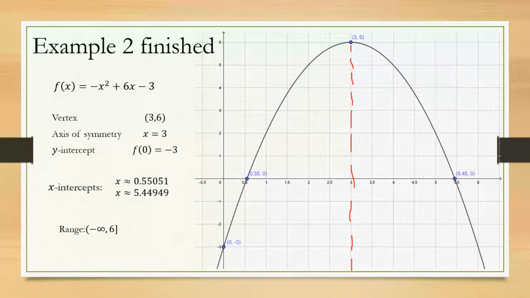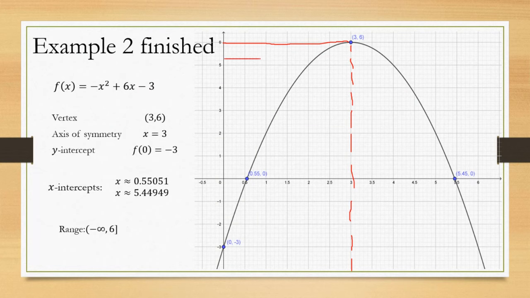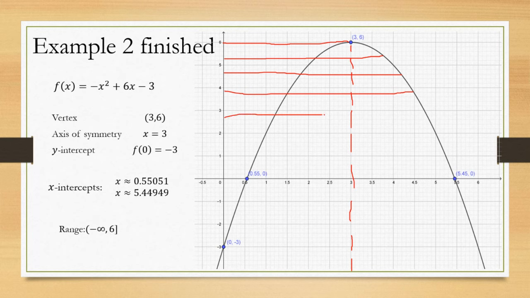And for the range, just to help illustrate it, if you draw horizontal lines for the graph, you can see that every number from 6 and below is in the range. But mostly because if you can draw a horizontal line from the graph to that number. Well, you can keep on doing this, and eventually you'll get all this.